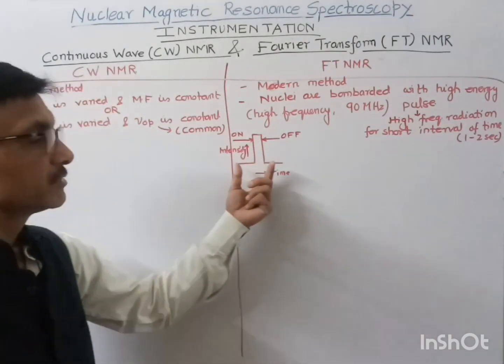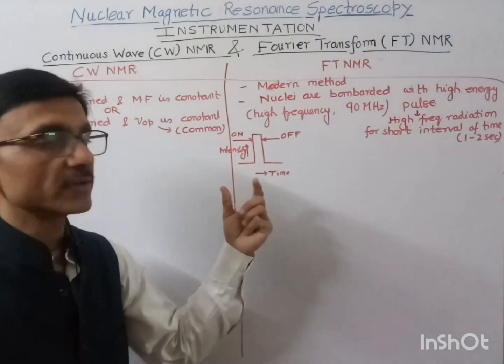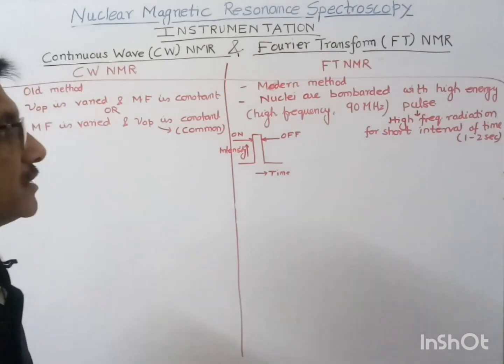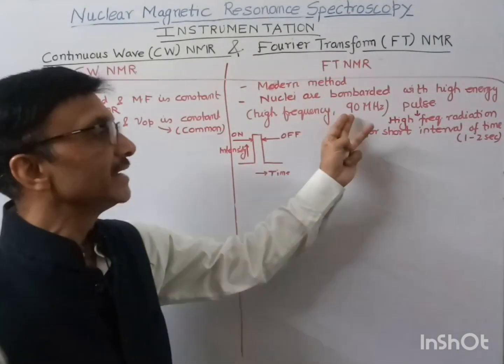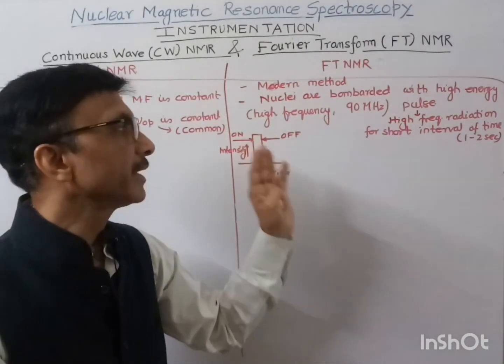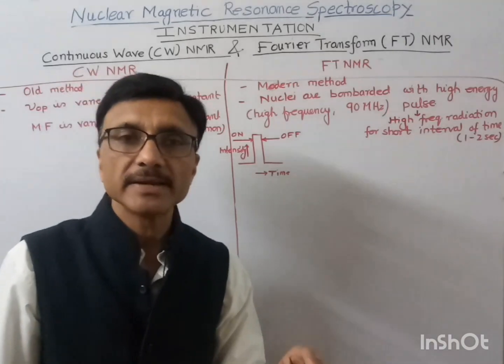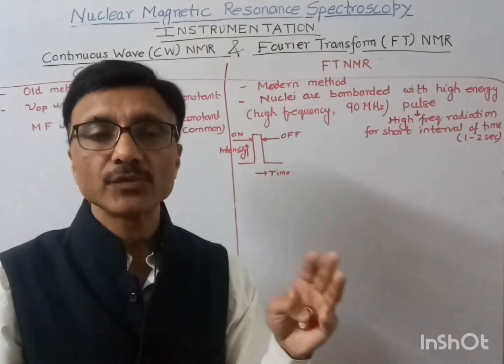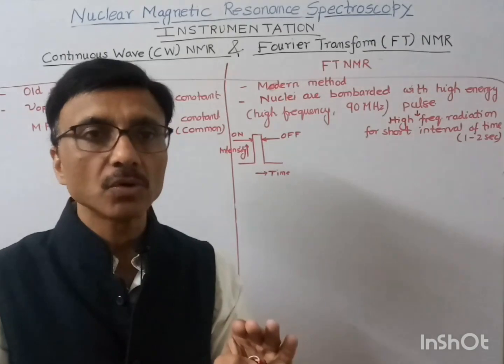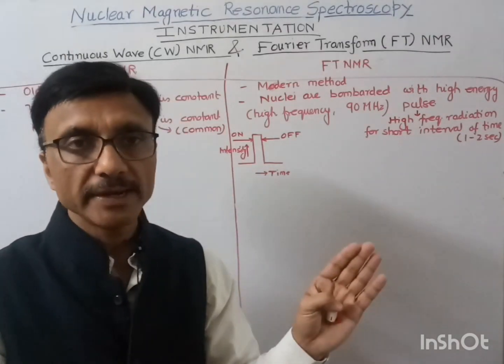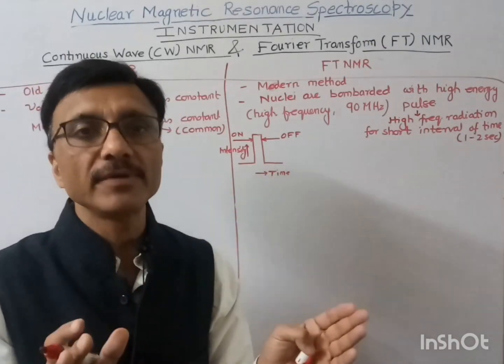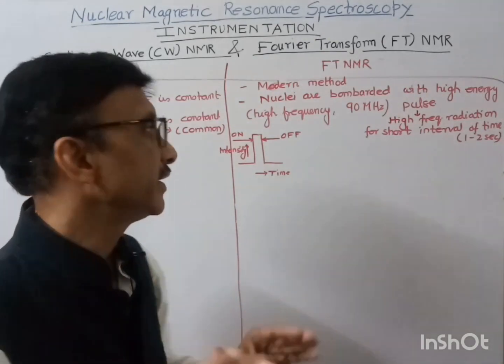So it is a high frequency pulse for a short interval of time, that is, 90 megahertz suppose. 90 megahertz doesn't mean that it contains only a frequency of 90 megahertz. No. It covers the complete range from 1 to 90 megahertz.